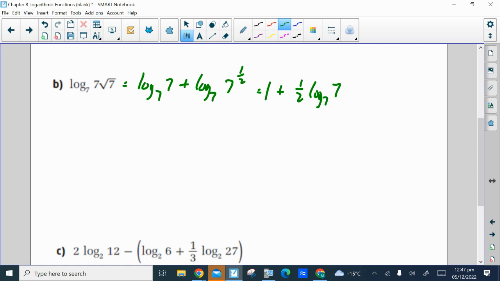But yes, why is log base 7 of 7 equal to 1? Because this is asking 7 to what power is 7. If you use a change of base, it'd be log 7 over log 7. Dividing something by itself gives you 1. So this would be 1 plus 1/2 times 1, which will be 3/2 or 1.5.